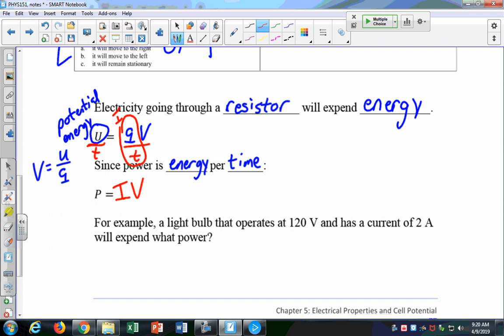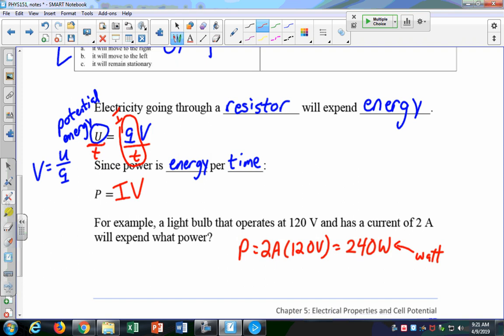And so I can replace this with an I, and I get the expression for power, which is P equals I times V. So for example, if I have a light bulb that has 120 volts and a current of 2 amps, then my power is equal to 2 amps times 120 volts. That's a pretty big light bulb. It's a 240 watt light bulb. Remember, watts are the units for power. A joule per second.